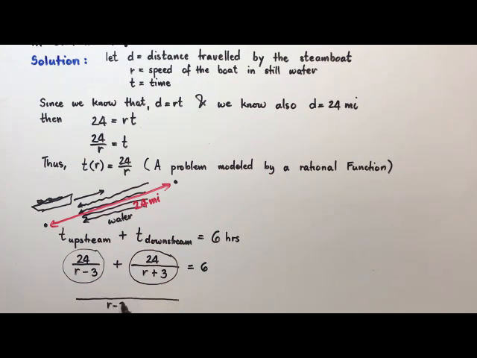So the LCD, or the least common multiple between these two denominators, which is r minus 3 and r plus 3, is this one. So this one divided by r minus 3, the quotient is r plus 3, and that will be the one to be multiplied by 24. So 24 times r plus 3. Also this one divided by r plus 3, the quotient is r minus 3. And this r minus 3 will be the one to be multiplied to the 24 here. And this is all in all equal to 6.